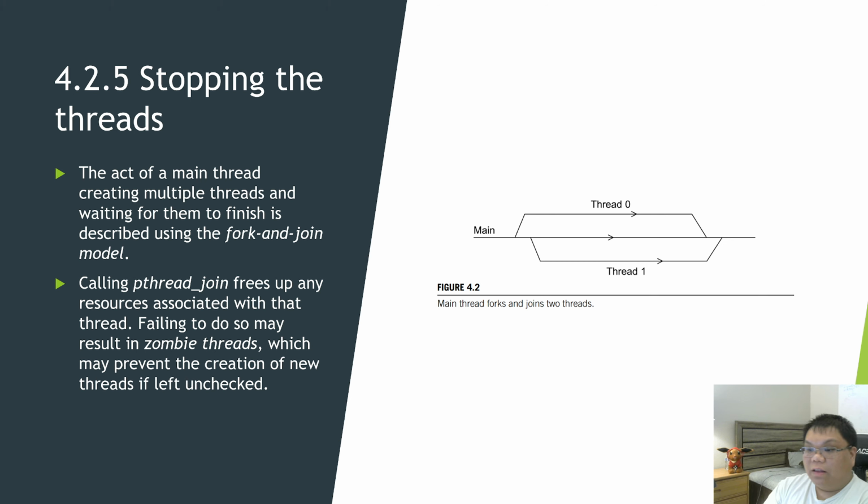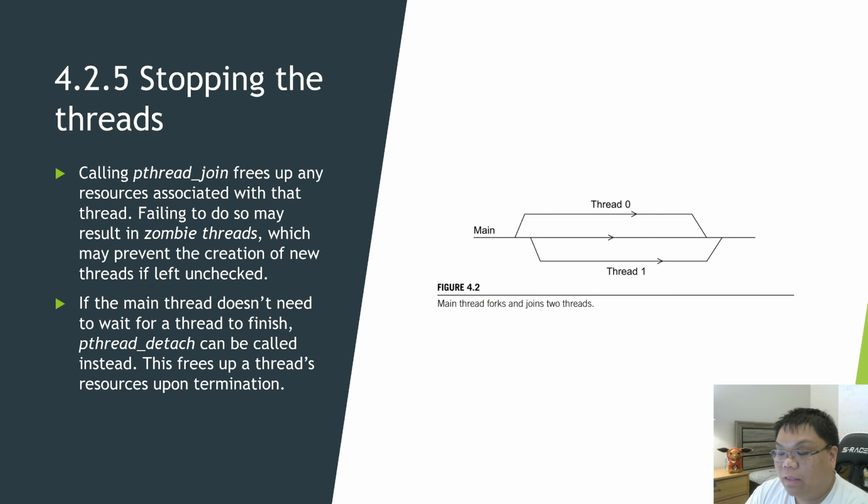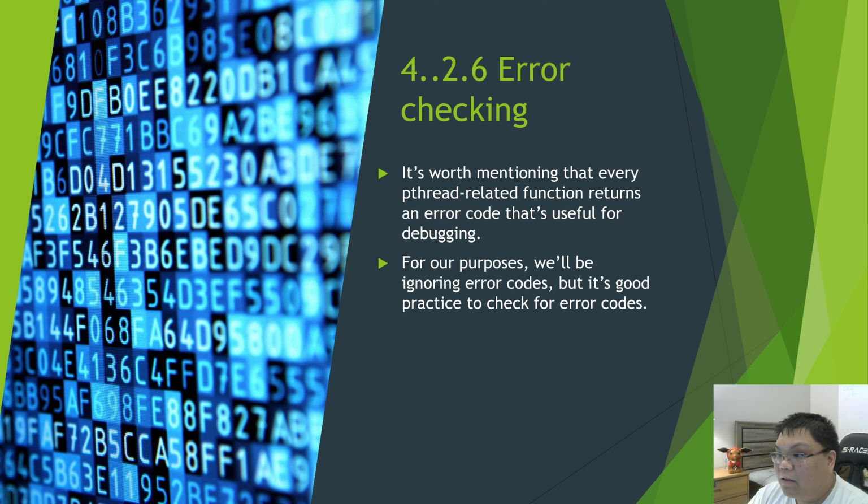We call pthread_join to free up any resources associated with that thread. If we fail to do so, we might get zombie threads, which might prevent the creation of new threads if left unchecked. If the main function doesn't need to wait for a thread to finish, we instead call pthread_detach. But either way, whether it be pthread_join or pthread_detach, this frees up a thread's resources upon termination. That way we don't get zombie threads, and we don't have resources that cannot be deallocated and then reused for new threads.